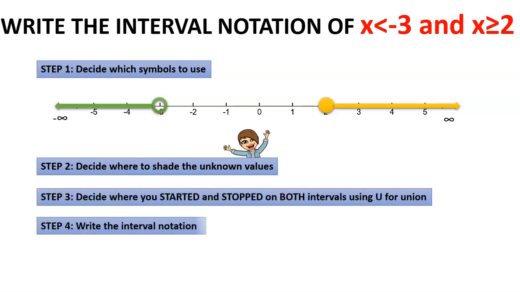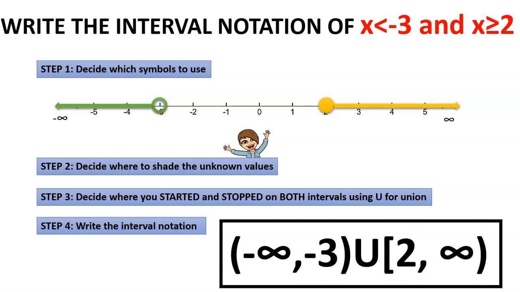Step 3 is to decide where you started and stopped on both intervals, and we will be using a U to show the union of those intervals, and then we write the interval notation. Don't forget where it started and stopped. We're going to go to the green section first, which starts at -infinity and goes to -3. Both of those are with parentheses. And then we union that with the yellow section that begins at 2 and goes all the way to infinity. Take note that I do have a bracket on the 2 because the 2 shows equality.